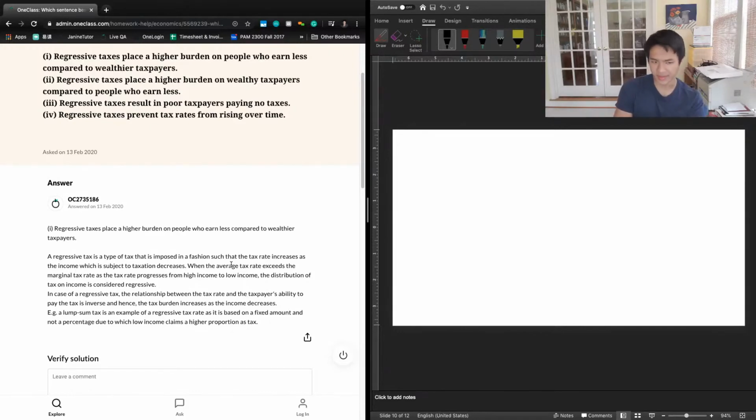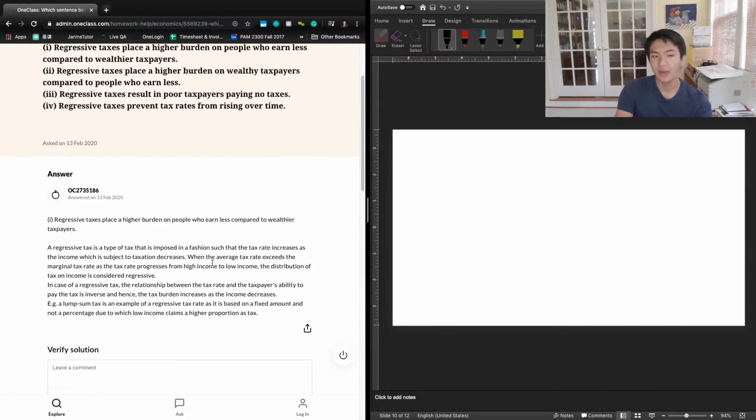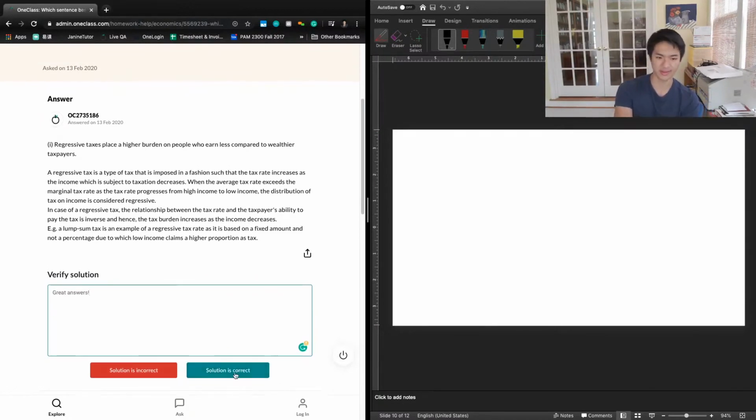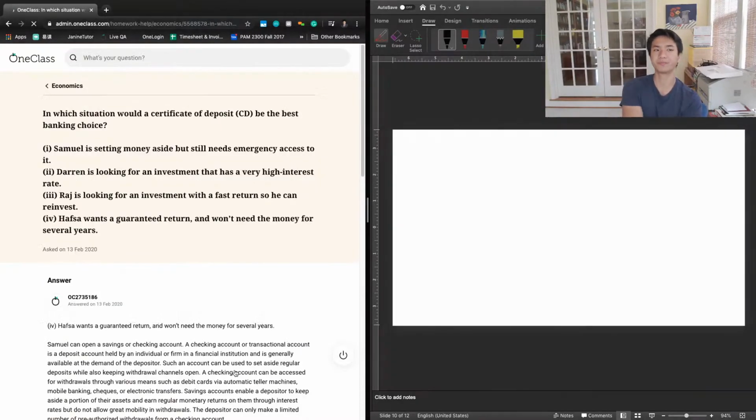In case of a regressive tax, the relationship between the tax rate and the tax rate payer's ability to pay the tax is inverse, and hence the tax burden increases as the income decreases. For example, a lump sum tax is an example of a regressive tax rate as it is based on a fixed amount and not a percentage due to which low income claims a higher proportion to tax. Yeah, great answer. Really covers the definition and gives a good example. A lump sum tax is a regressive tax, and so we can mark that as correct.